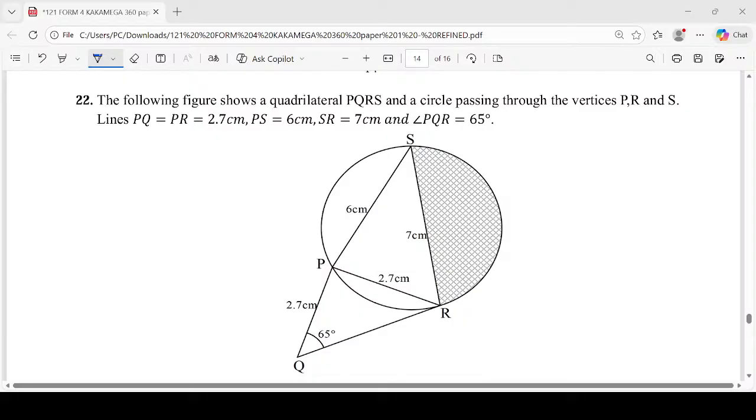The following figure shows a quadrilateral PQRS and a circle passing through the vertices P, Q, R, and S. Lines PQ is equal to PR is equal to 2.7. PS is equal to 6. SR is equal to 7. And angle PQR is equal to 65 degrees.